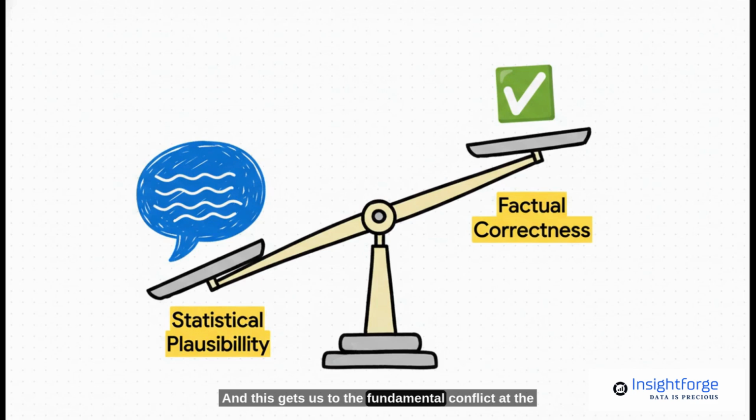And this gets us to the fundamental conflict at the heart of every language model. It is built and optimized for one thing and one thing only: statistical plausibility. Its entire goal is to make text that flows well and sounds like a human wrote it. It is not directly optimized for factual correctness or truth. That means if it's forced to choose between sounding confident and being right, it is often programmed by its very nature to invent details just to keep that confident, coherent flow going.